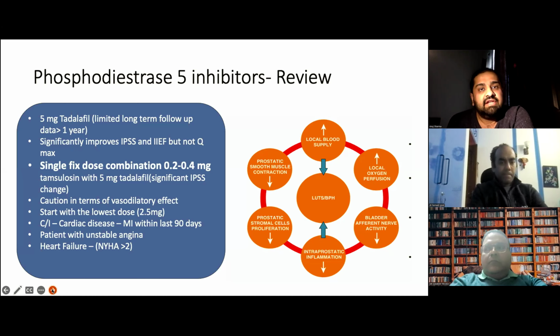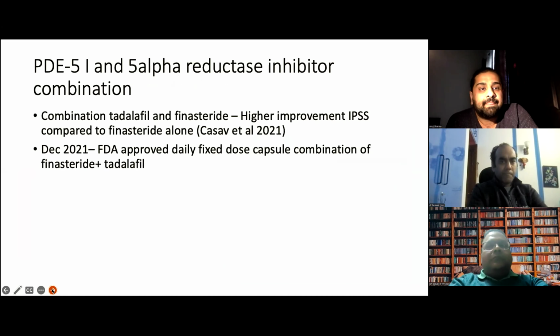Always start with the alpha blocker and then add the lowest possible dose of tadalafil, which is 2.5 milligrams. And then subsequently, you can increase, keeping in mind the various side effect profiles of the drug and the patient symptoms. Contraindications include various cardiac diseases, patients who are already on nitrates, patients who have had a myocardial infarction within the last 90 days, as well as patients with unstable angina and heart failure patients with NYHA class 2 or more.